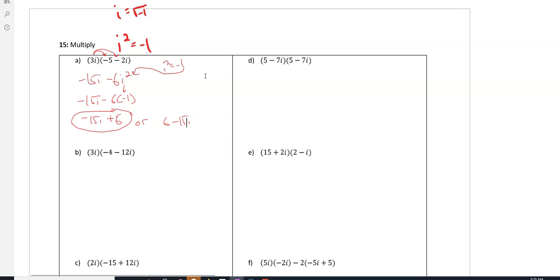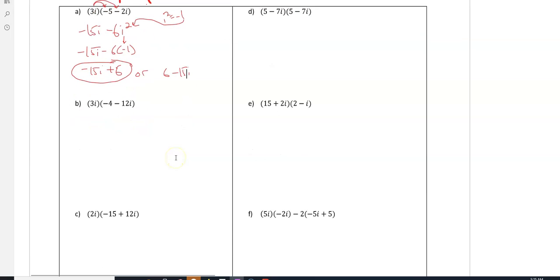So that's how you do one like A and B. I'll leave B for you. And C is pretty much the same thing as well. A, B, and C are all pretty similar, pretty easy.